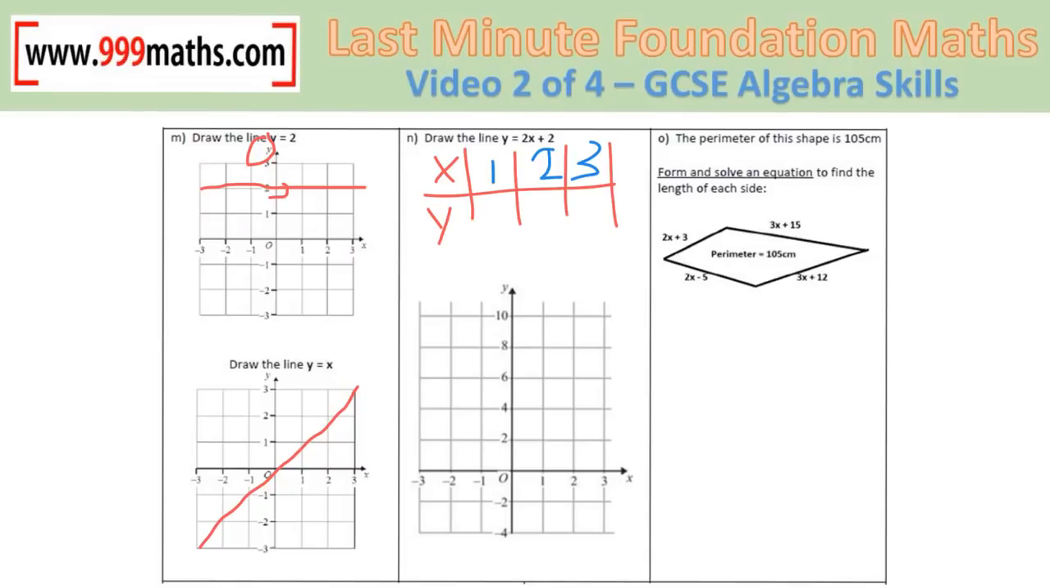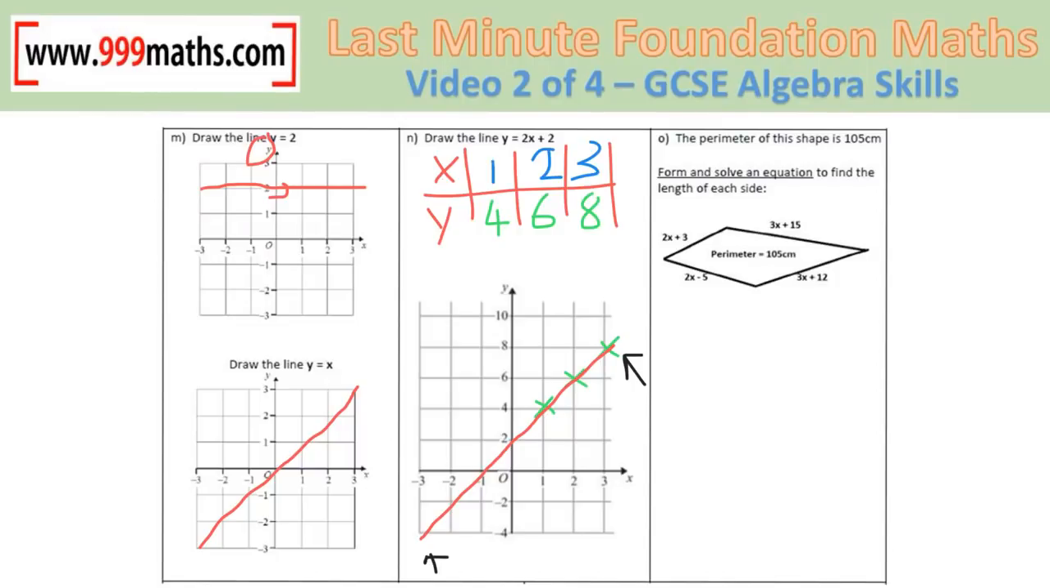So 2 times 1 is 2, add 2 is 4. 2 times 2 is 4, add 2 is 6. 2 times 3 is 6, add 2 is 8. We plot these points on. And again, using a ruler, which isn't available to me at the moment, we draw on the line. Notice how I've gone from the edge to the other edge. Don't just join the points you've drawn.